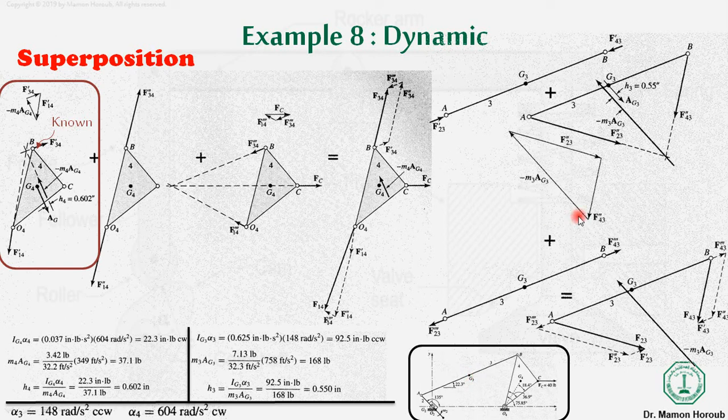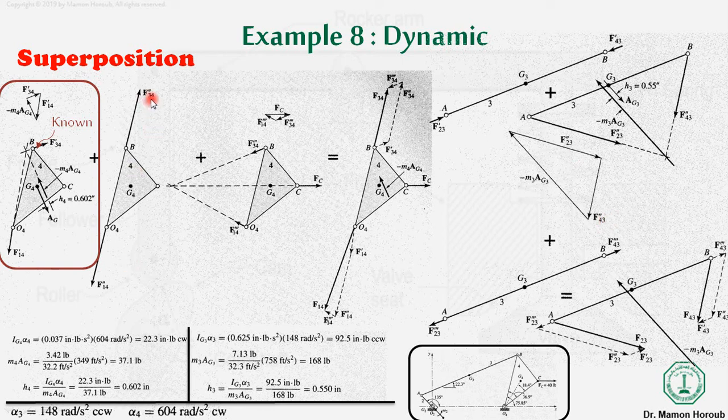In the case of link 3, we will do the same procedure, and we will consider the three cases. In one of the cases we will consider only the inertial force, and we will have a concurrency point. In order to find the location of the inertial force, we need to find H3, just like we found H4. Then, by the concurrency point, you can solve this triangle and find F23 double prime and F43 double prime.